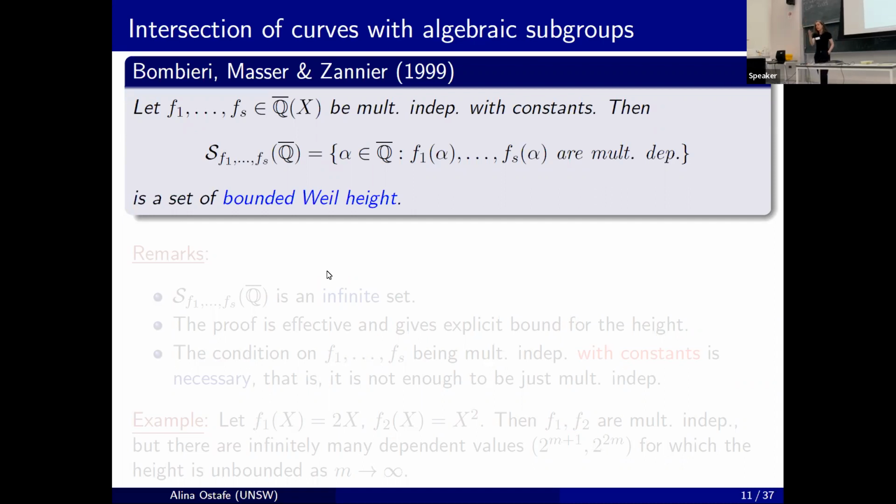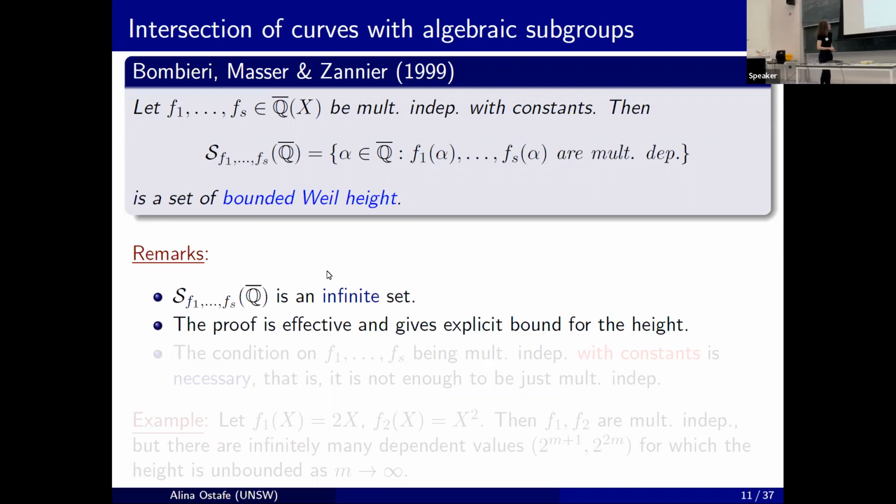If you are not familiar with the Weil height, I will not use it in this talk, hence I am not defining it, but it's a measure of algebraic numbers that takes into account all the absolute values in the number field that contains your number. So this is a set of bounded measure. It's infinite, it's not finite. Yes. For example, take alpha such that f1 of alpha is a root of unity. You have infinitely many.